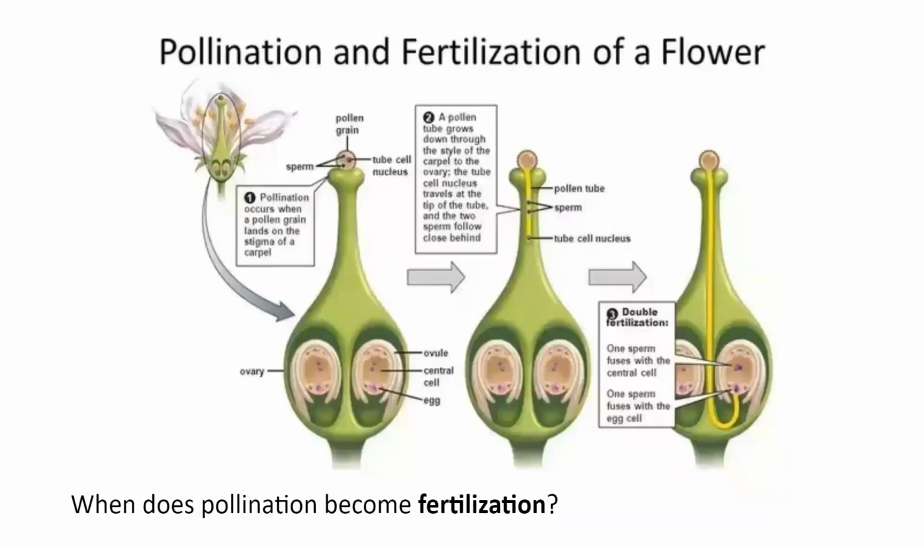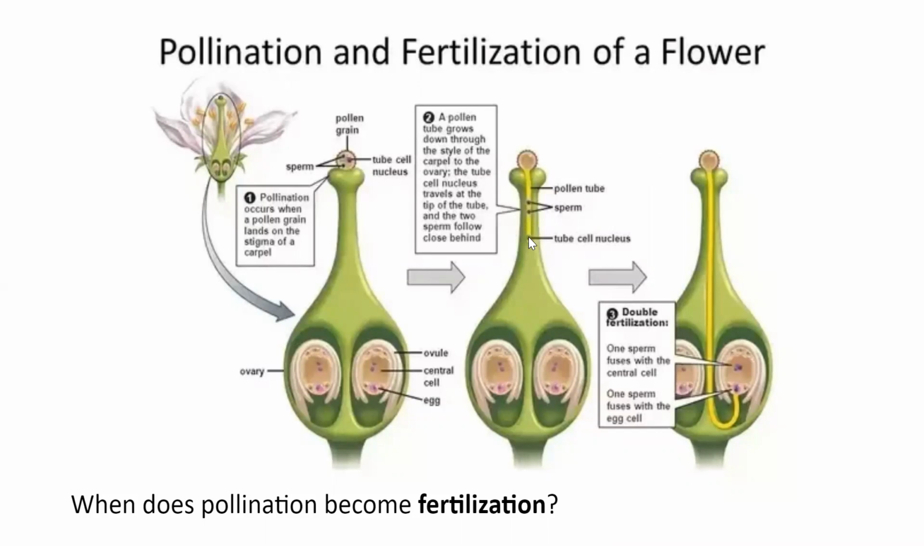And so what happens after pollination? So pollination and fertilization are not the same thing. So remember, pollination is that transfer of pollen from the anther, or the male part of the flower, to the stigma, or the top of the carpel. So after a pollen grain gets there, the pollen grain starts growing, and it grows this pollen tube that goes down into the style.